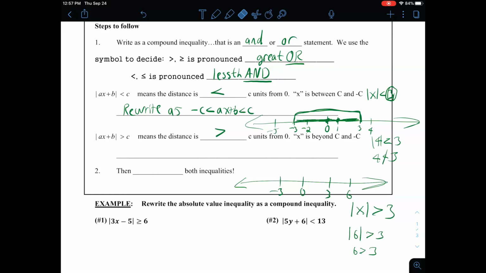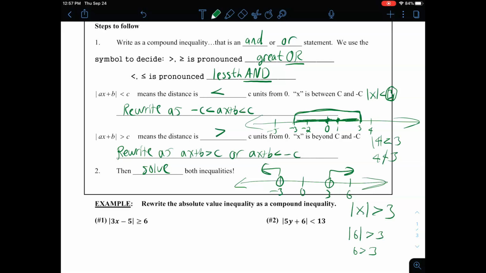Remember we talked about the "and" being a sandwich and the "or" being like the oars of a boat. It's the same thing here. We're going to have open circles on 3s, and it's going to go outwards like the oars of a boat. So the way you write this is ax plus b is greater than c, or ax plus b is less than -c. And then you're going to solve both inequalities, okay?